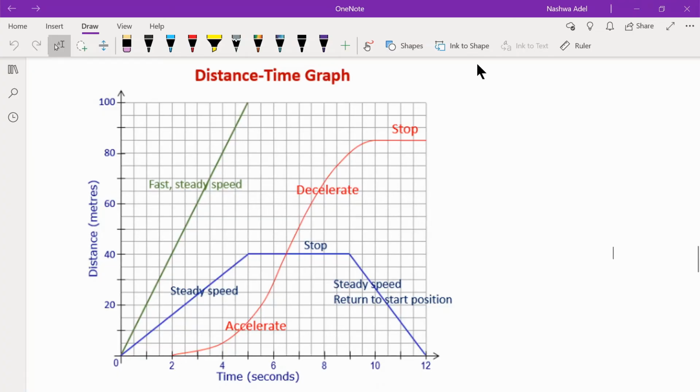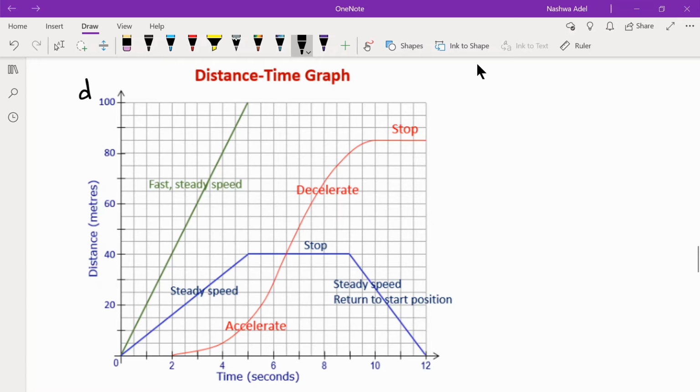Today, inshallah, I'm going to explain in more detail distance-time graphs and speed-time graphs. Let's start. At the beginning, you must know that we always place the time on the x-axis. Okay, and here's the displacement.